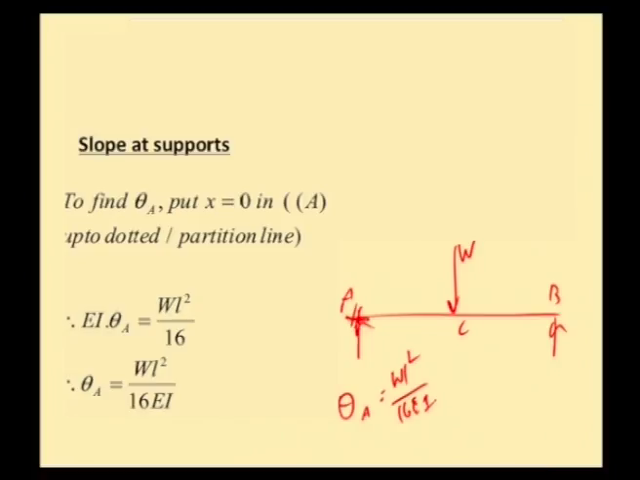This will give you the slope at A, and if we are given a numerical example, if we have the values of the load, the span, Young's modulus and moment of inertia, you will get theta in radians by substituting the values.